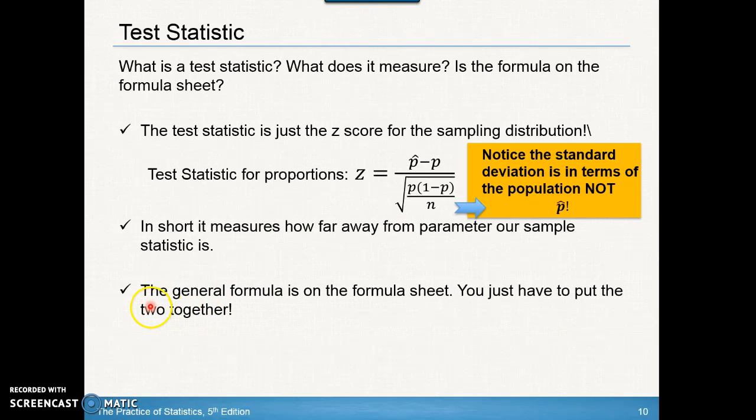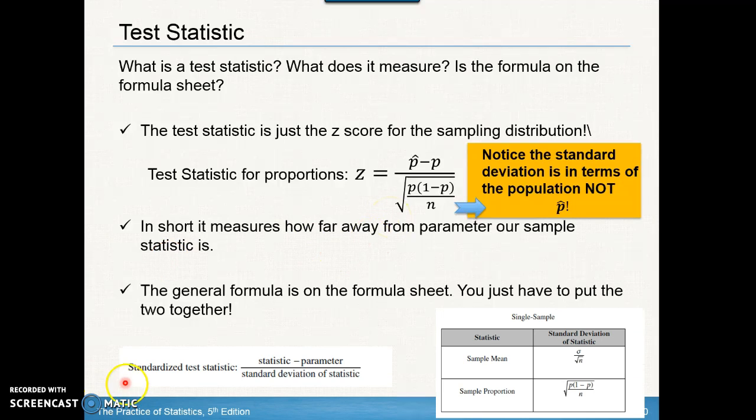Basically it measures how far away from the parameter or null a sample is. The general formula is on the formula sheet. You just have to put the two together. The z-score formula from the previous page is on the formula sheet. You just have to know, hey, here's my two pieces, smash them together. So here's what's on your formula sheet.